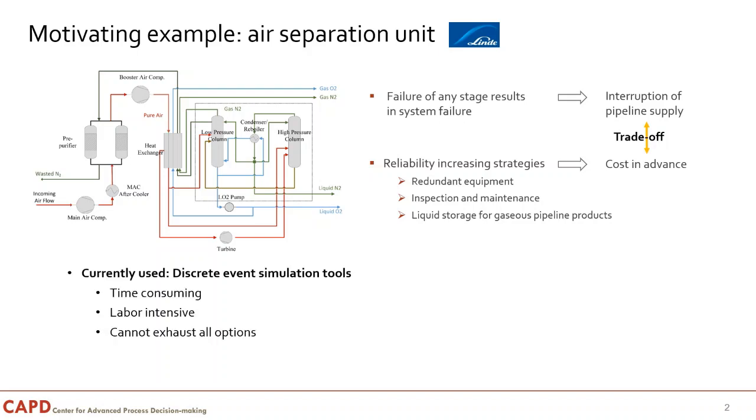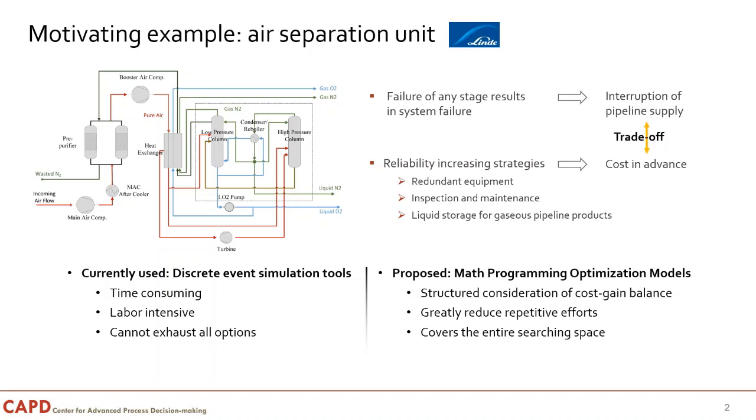The currently used tools to address that problem are discrete event simulation tools, which can be time-consuming, labor-intensive, and most of the time cannot exhaust all of the options. So what we propose is a math programming optimization model, which provides a structured consideration of cost-gain balance, greatly reduces repetitive efforts, and covers the entire search space.